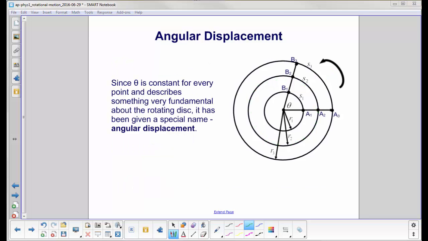Since theta is constant for every point, I could have taken any concentric circle here. I could have put somebody over here and had them rotate around. Somebody here could have rotated around. Theta is constant for every point as I rotate. It describes something very fundamental about this rotating disk. That's why it's been given this very special name, angular displacement.